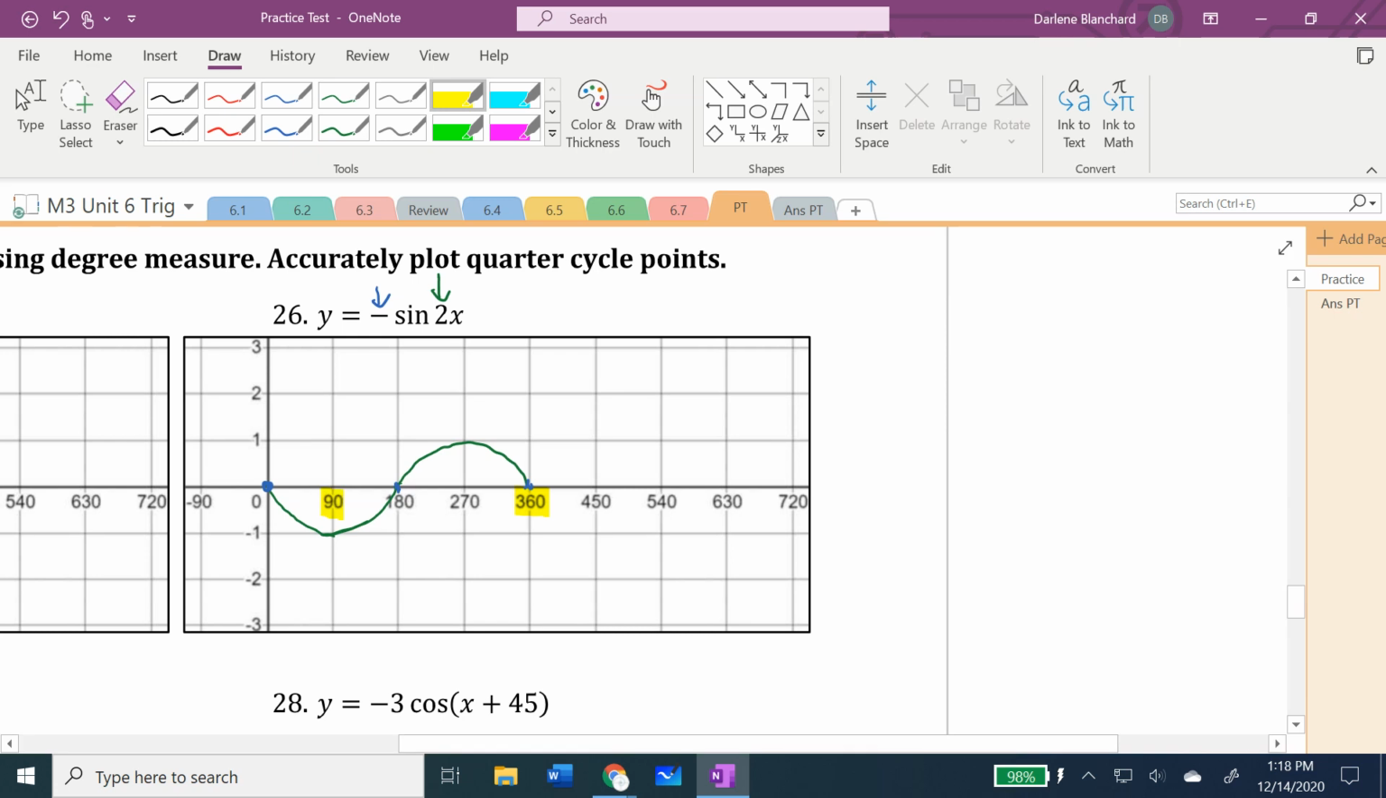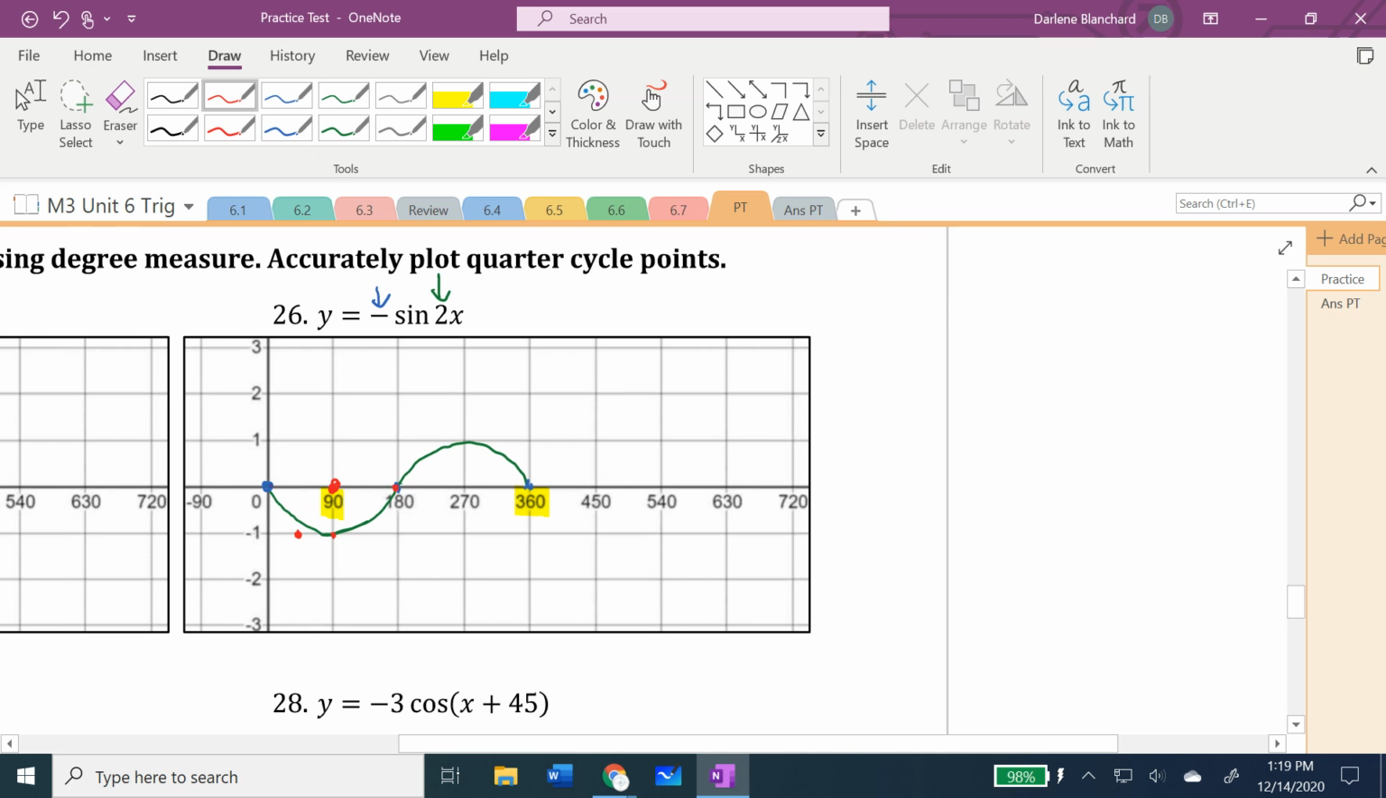That means that when I divide 90 by 2, I get 45. And so what was going to be y equals negative 1 at 90, it's now y equals negative 1 at 45. And then so on. 180 divided by 2 is 90. 270 divided by 2 is awkward. Let's go over to 360 divided by 2 to give us 180.